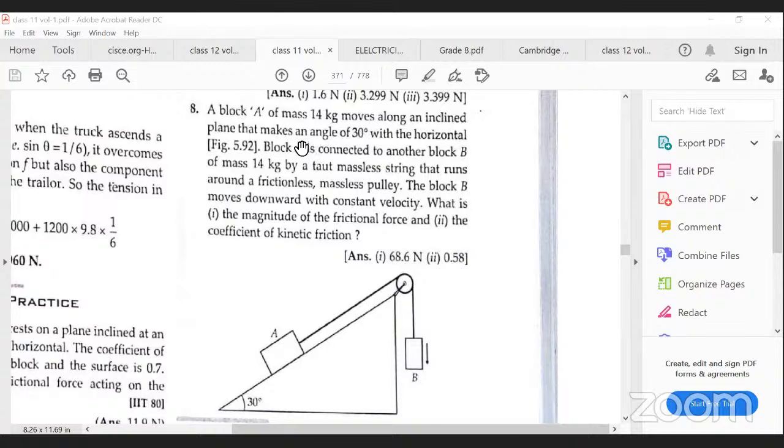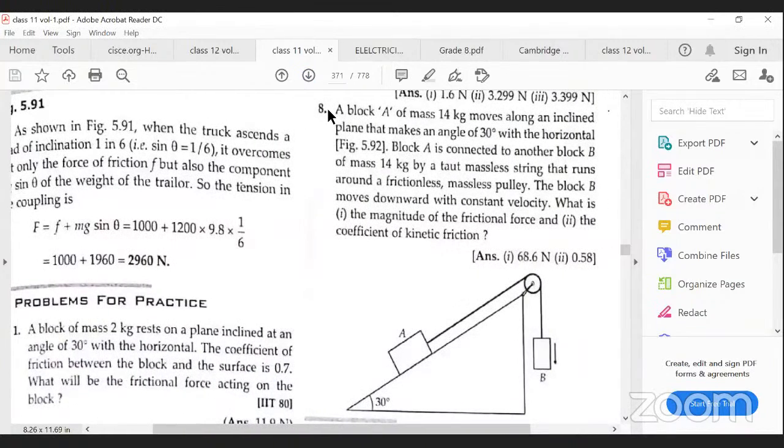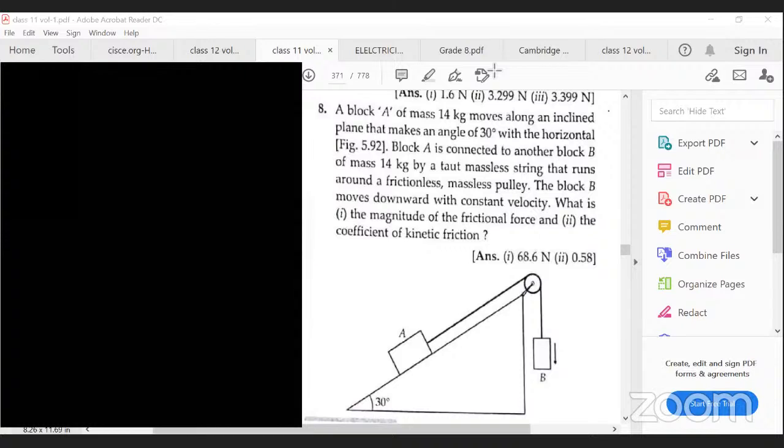Okay, so let's see the question here. I'll explain it. Sir, I'm getting mu k as something around 0.5. Yes, correct. 0.58 approximately, because you had taken g, so it will vary somehow. So the answer is 0.57 or something. Yes, correct.